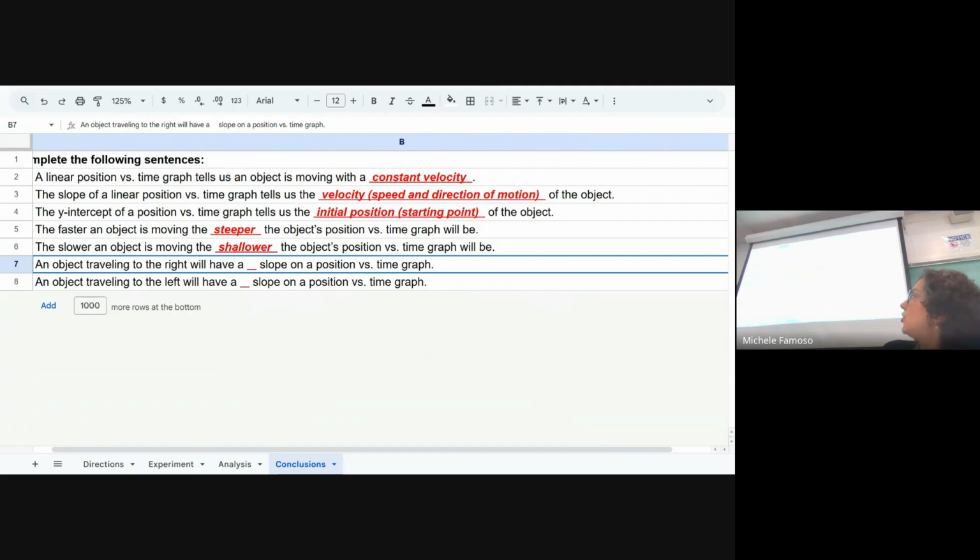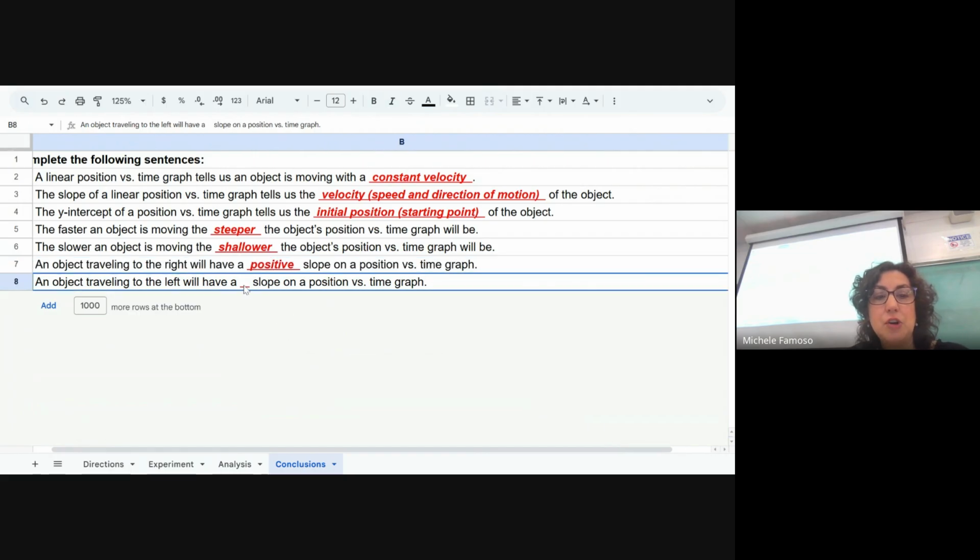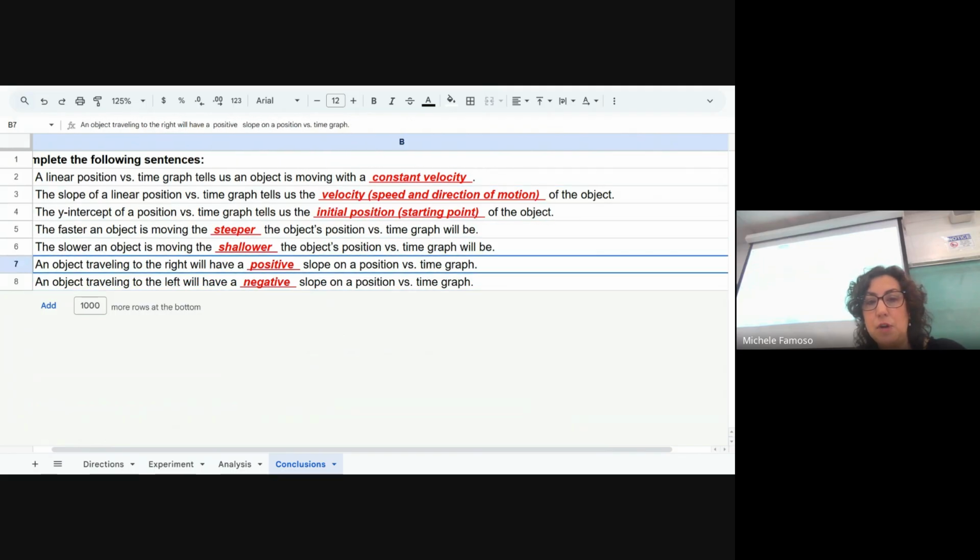If you're traveling to the right, you're going to have a what slope? Positive, that's right, a positive slope. And if you're traveling to the left, you're going to have a negative slope. Again, make sure you hit enter after you type it, move out of the cell so you can see I'm moving all around and it's keeping my data that I typed in. Once you've done that, you can submit the lab. That is the lab. It's done. Turn in lab 4. And then you can put your Chromebook away.